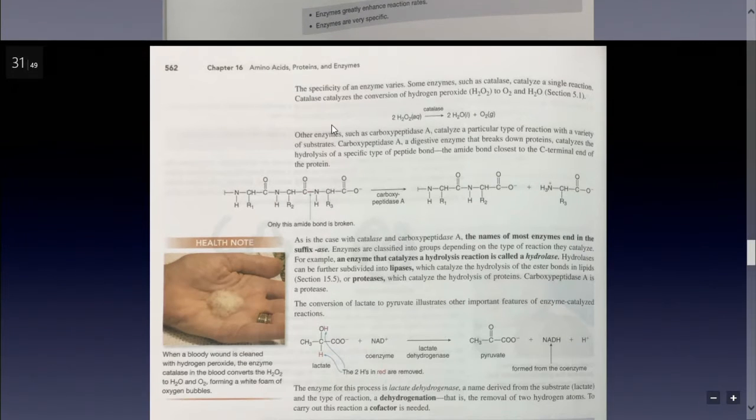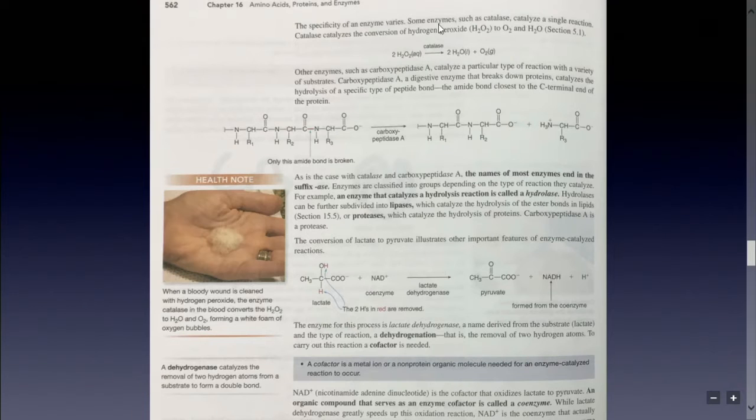Now, the specificity of an enzyme does vary. Some enzymes, such as catalase, for example, catalyze a single reaction. Catalase catalyzes the conversion of hydrogen peroxide, H2O2, to O2 and H2O. So if you put hydrogen peroxide in a bloody wound and you want to clean it, you see all those bubbles, that's what's happening. You're making the oxygen bubbles. So the hydrogen peroxide is reacting with the bacteria and this enzyme catalase to make O2 and H2O. If you didn't have catalase, it wouldn't happen. So catalase is very important for just that.